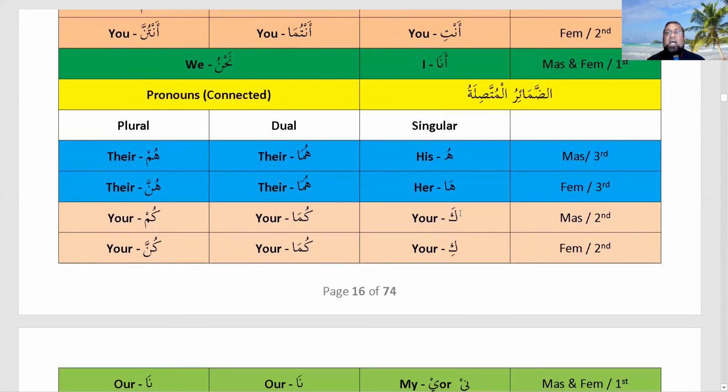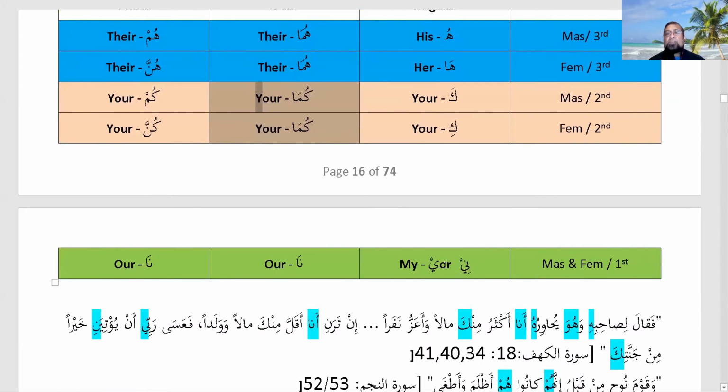Second person: كتابك, كتابكما, كتابكم, كتابك, كتابكما, كتابكن. You will notice that both masculine and feminine dual in third person are the same, huma, and masculine and feminine dual in second person are the same also. If I were to say my, I would say kitabi, and I would use the ya with a sukun. And if I say our book, I say kitabuna, for dual and plural.